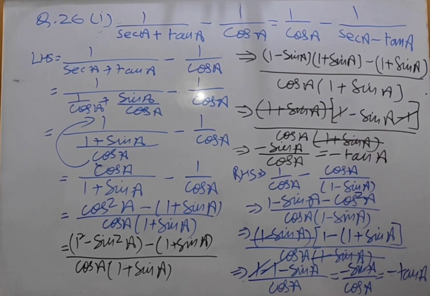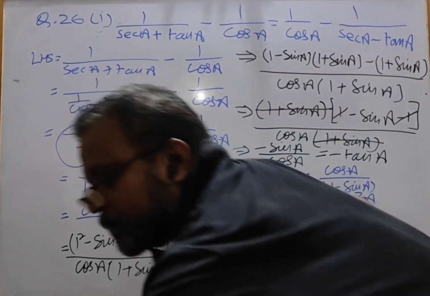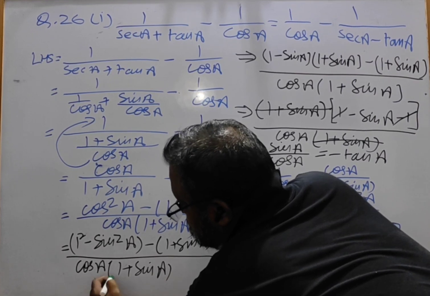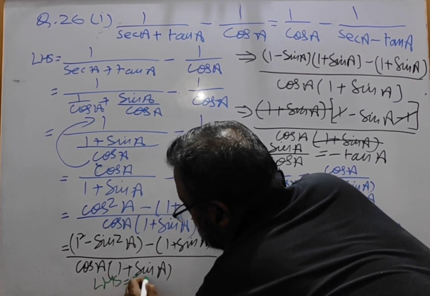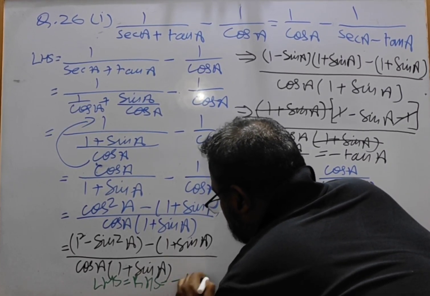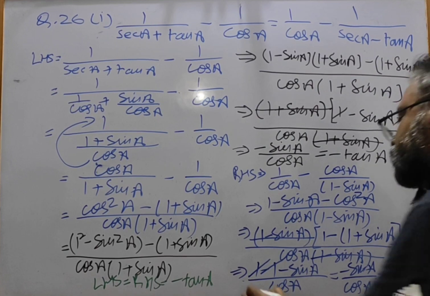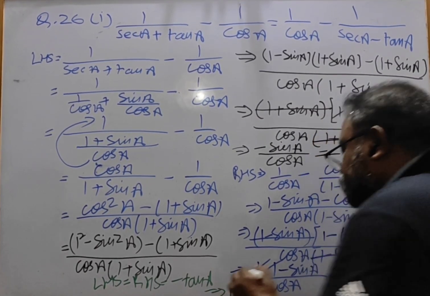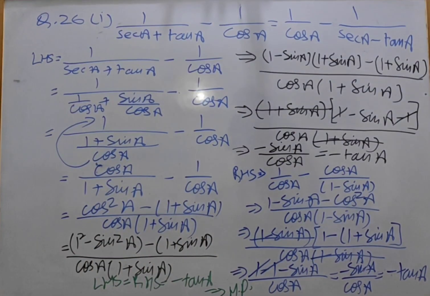So therefore, in this question, LHS is equal to RHS is equal to minus tan A. Hence true. Get it? I hope you understand this much. Okay.